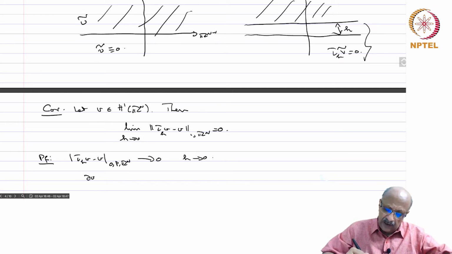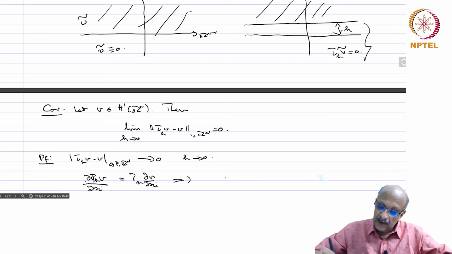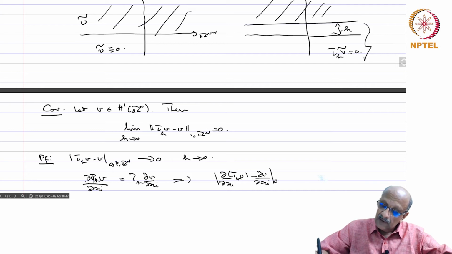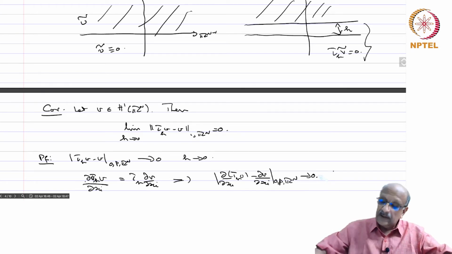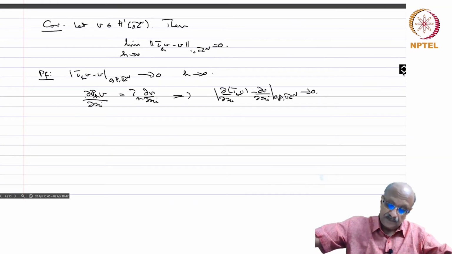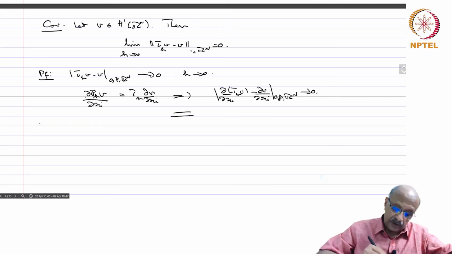Now d of tau h v by dxi is nothing but tau h dv by dxi, and therefore the L p norm of d by dxi of tau h v minus dv by dxi on Rn also goes to 0. So this is in fact true for all p. I have just stated it for p equals 2, and therefore this result is immediate. Okay, so now we have all that we need to do this. So, theorem.